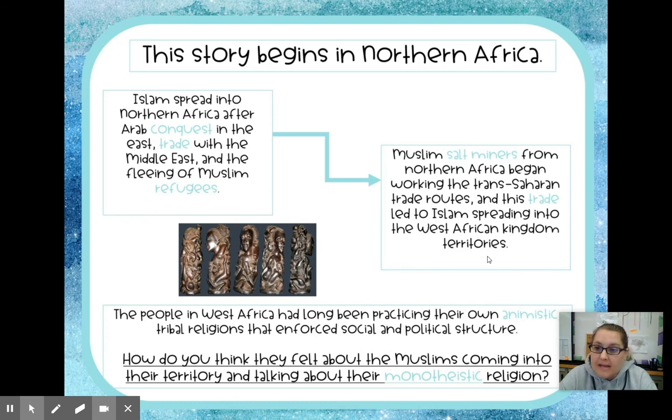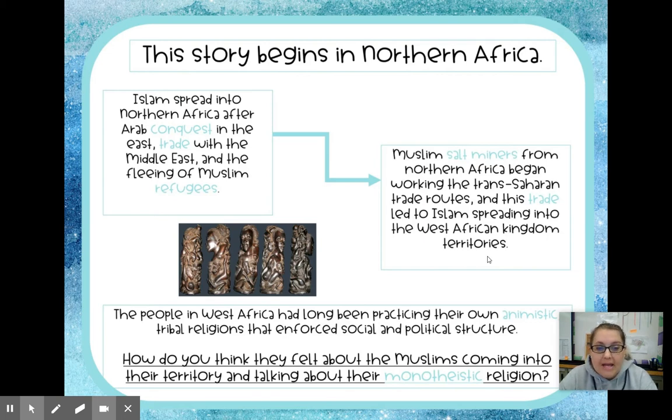Now, the second way Islam spread from the Arabian Peninsula into Africa was through trade. And this was probably the biggest way, all right? The Muslims began to leave the Arabian Peninsula and go over to trade in North Africa. And of course, as they traded, they passed on their knowledge and their religion to the people they traded with.